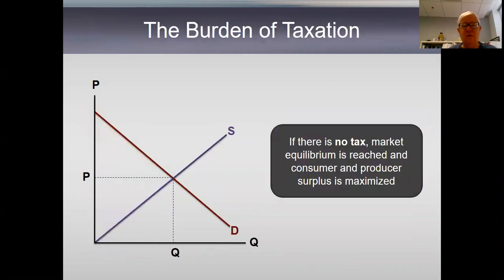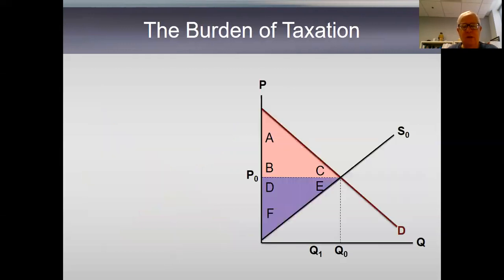So let's consider taxation. Let's start with the situation where there's no tax. So if there's no tax, market equilibrium is reached and total surplus is maximized. Again, you've got the consumer surplus that's in the pink, you've got the producer surplus that's in the purple. So let's consider what happens when they impose a tax.